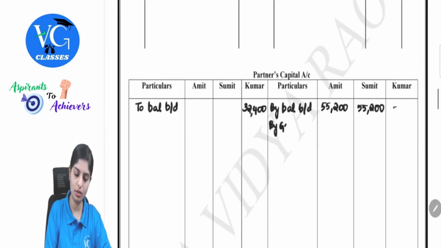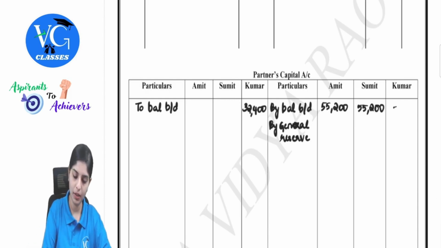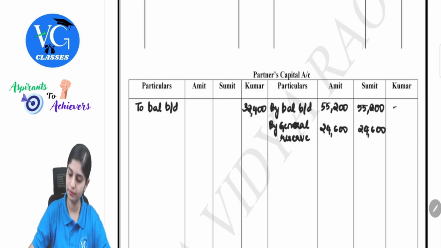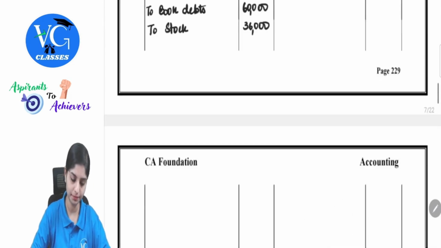By general reserve 61,500 into 2:2:1. So 2 by 5, 24,600, 24,600, and 12,300.